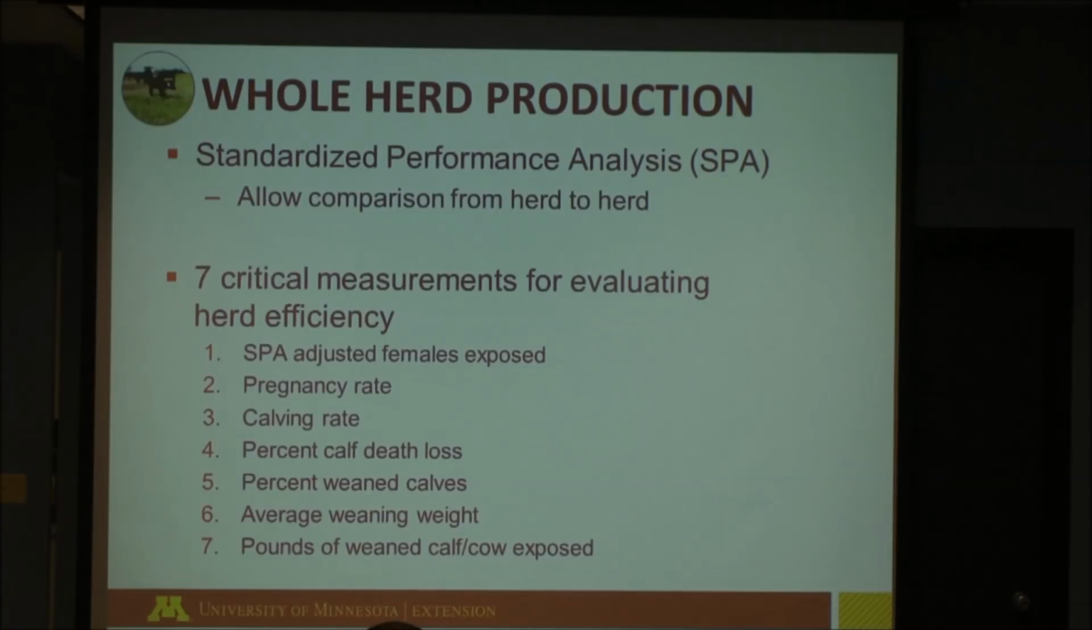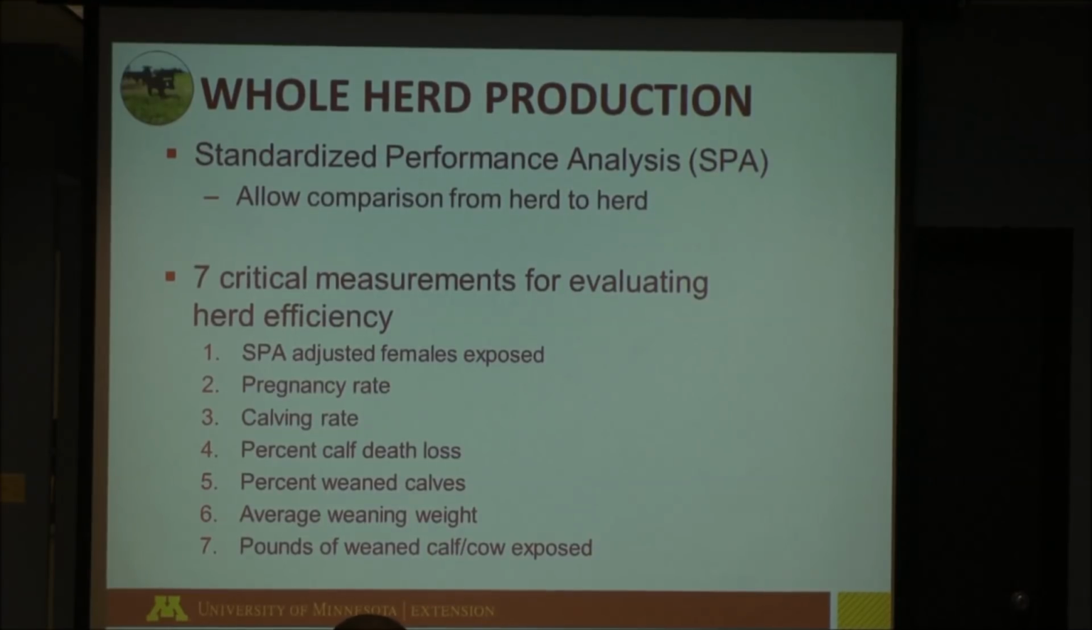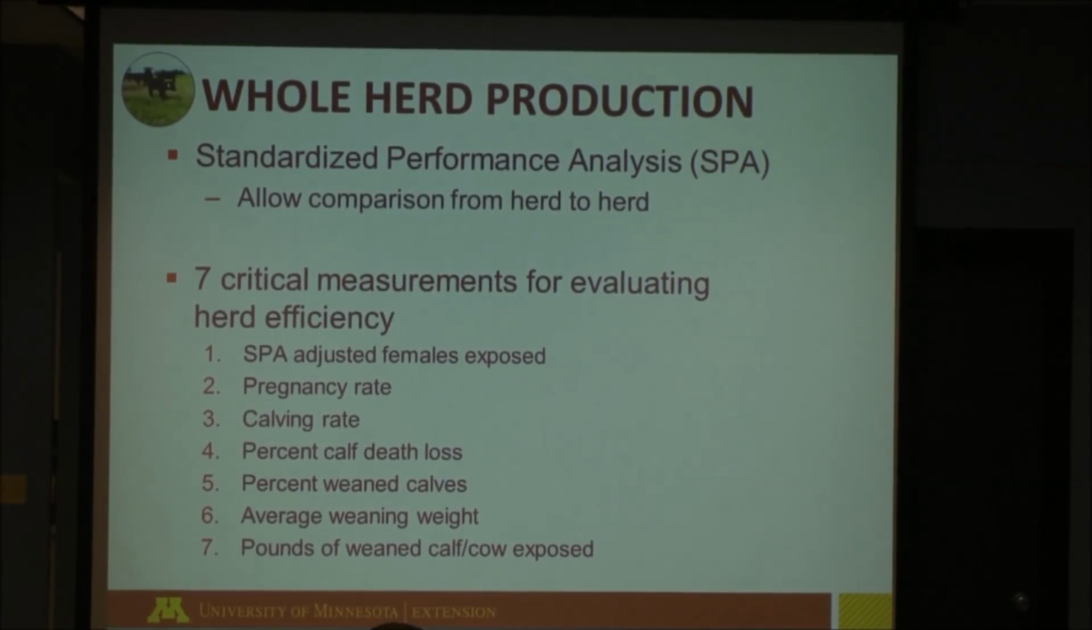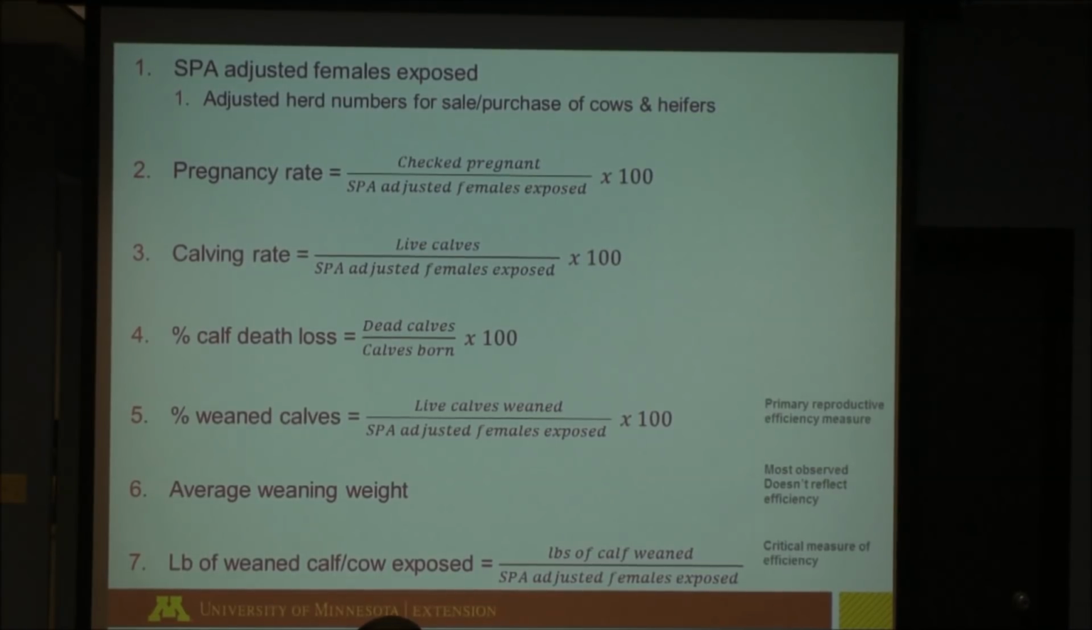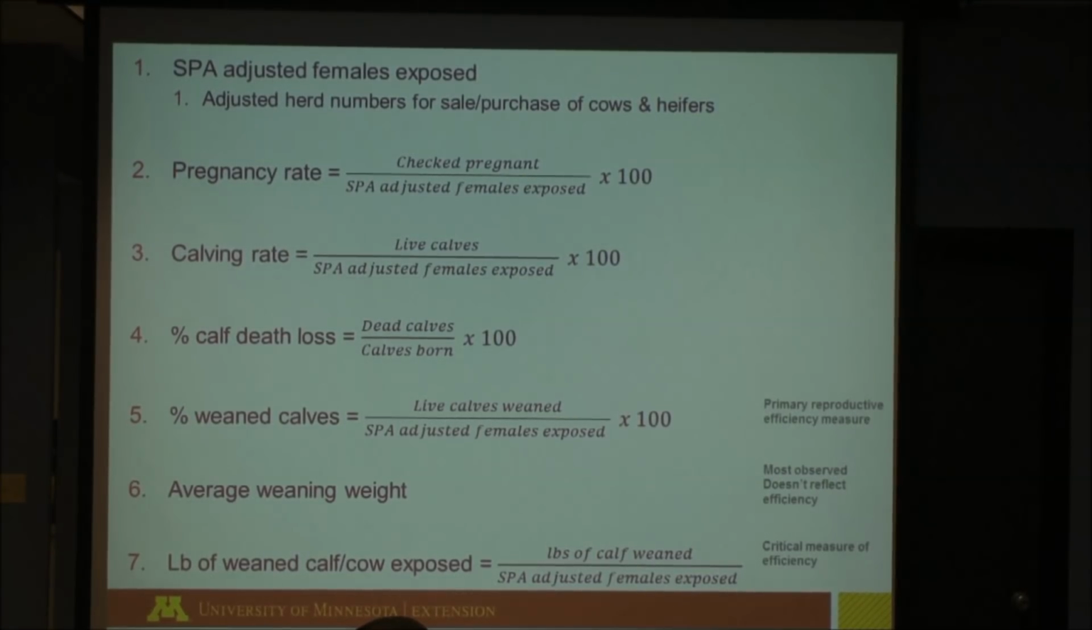The accepted methodology for this is called standardized performance analysis. So most of your different commercial applications are going to use this approach. And really all this does is it lets us compare from herd to herd and puts us all on the same page. And because they have collected so much data using this, they've identified seven critical measures of herd efficiency using this SPA approach. Now, you don't have to memorize these, but I'm going to quickly run through these just so we all know how I come up with some of these things as I reference them throughout the talk.